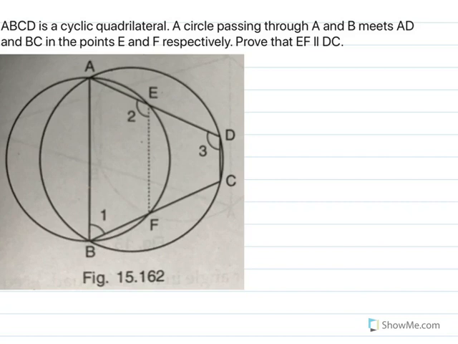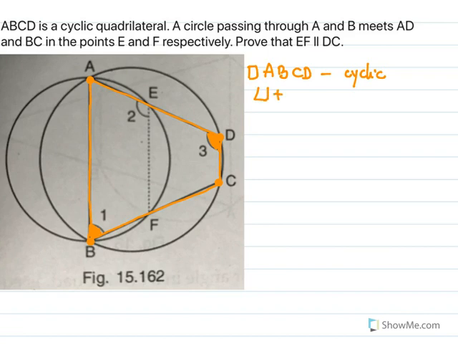Here is a similar sum. So we have two triangles, two circles. Let us go to one. We know A, B, C, D is cyclic because all the 4 points lie on the circle. So quadrilateral A, B, C, D is cyclic. Therefore, I can say angle 1 plus angle 3, 180. Opposite angles of a cyclic quadrilateral are supplementary.